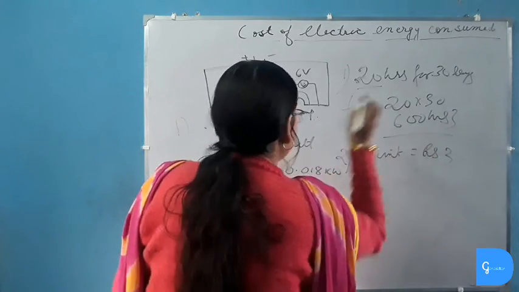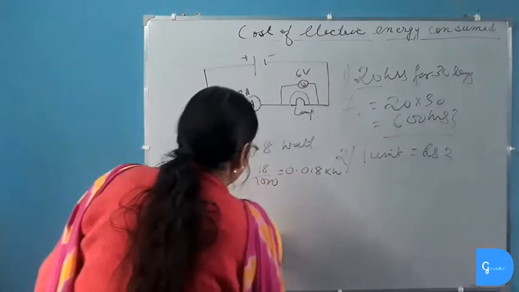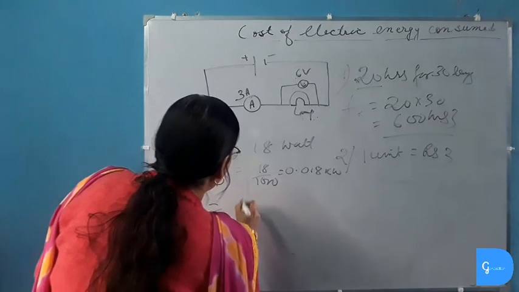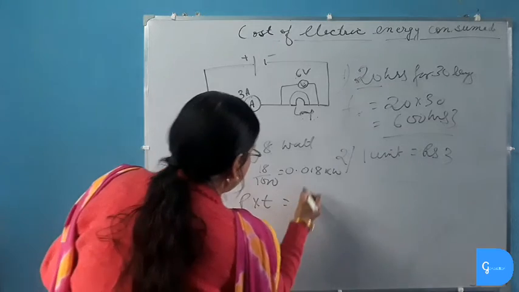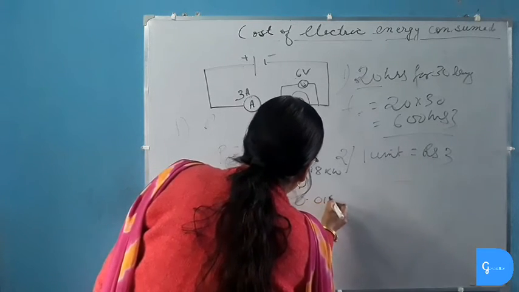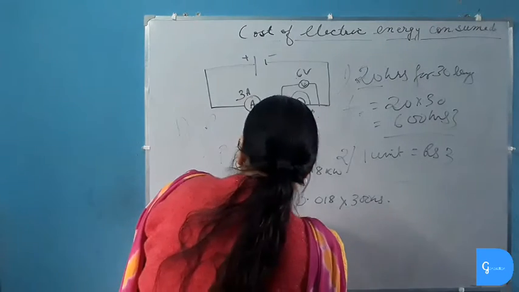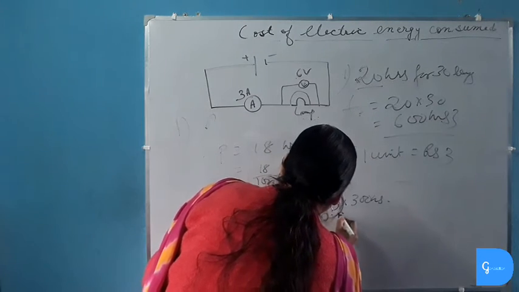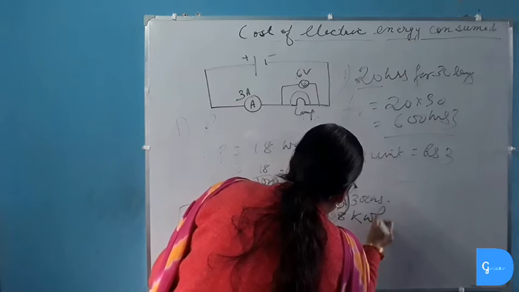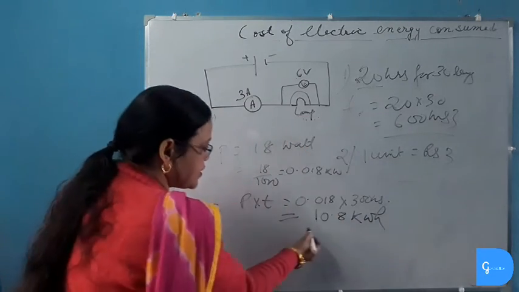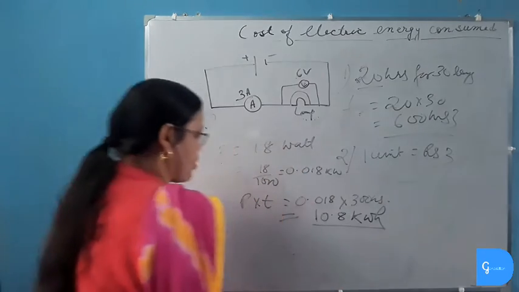Now the time is given, 600 hours. So the energy consumed by this lamp will be power into time. Power is 0.018 kilowatt into 600 hours, so the energy consumed by it will be 10.8 kilowatt hour. Thus the energy consumed by this lamp is 10.8 kilowatt hour.